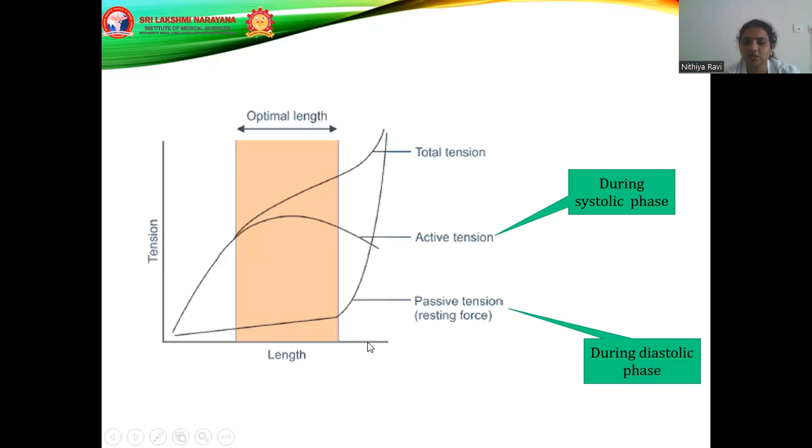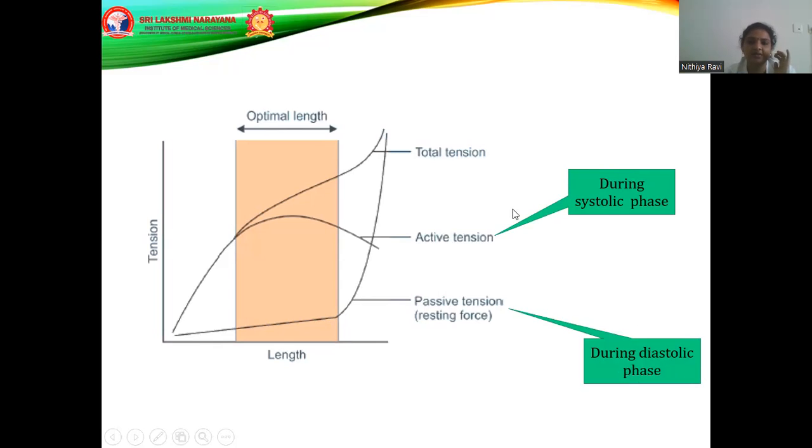This is similar to using a rubber band. Initially, when you try to stretch the rubber band up to one particular level, there is a slight increase in the tension. But when you pull it further beyond an optimal length, the tension created in the rubber band will be higher. Similarly here, the passive tension increases gradually up to a particular level, and then after that there is a sharp increase. This passive tension is recorded during the diastolic phase of the heart.